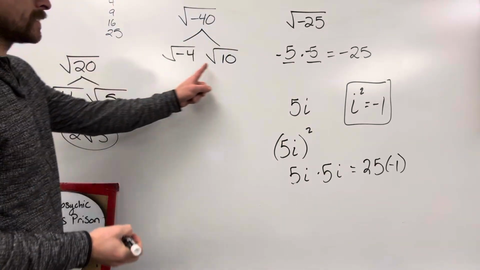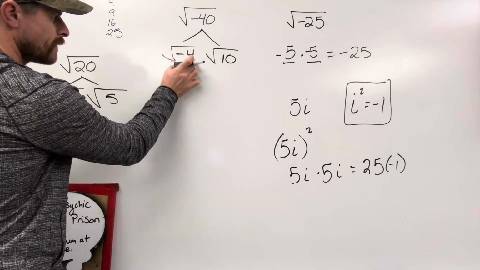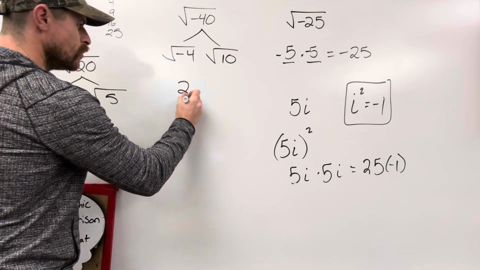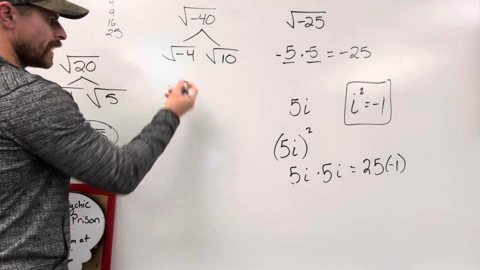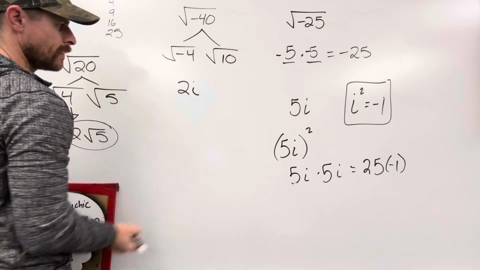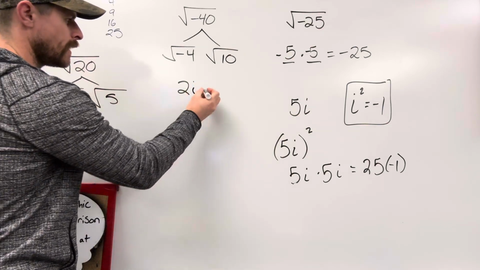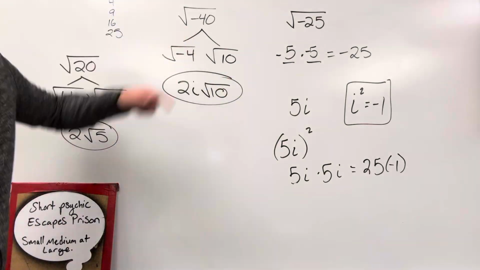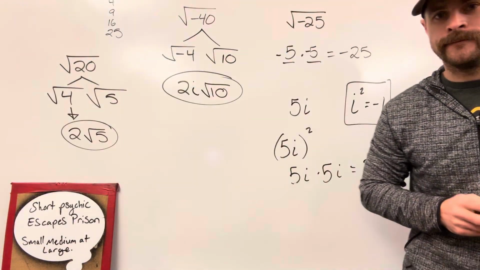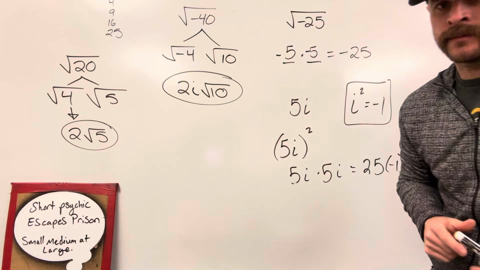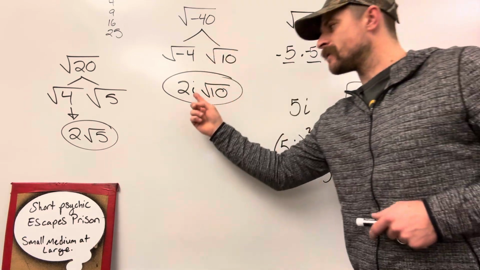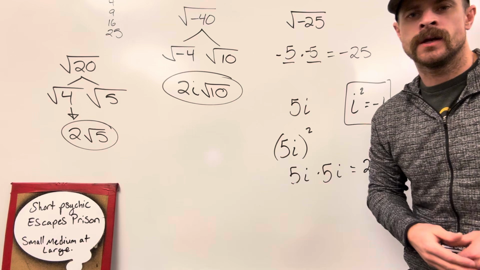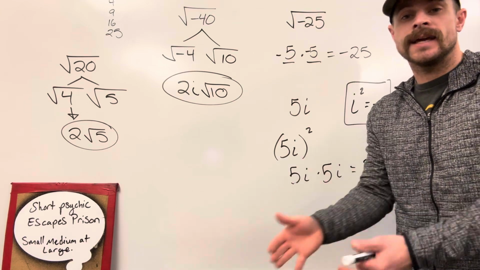So we get this. Now what I have to do is I have to take the square root of negative 4, and I can't just say 2 because it's a negative. I need to include i on it. So 2i root 10 would be our final result when simplifying the square root of negative 40. So negative values, you're going to have an i within your answers if the negative value is in a square root. This is simplifying radicals with negative radicands.